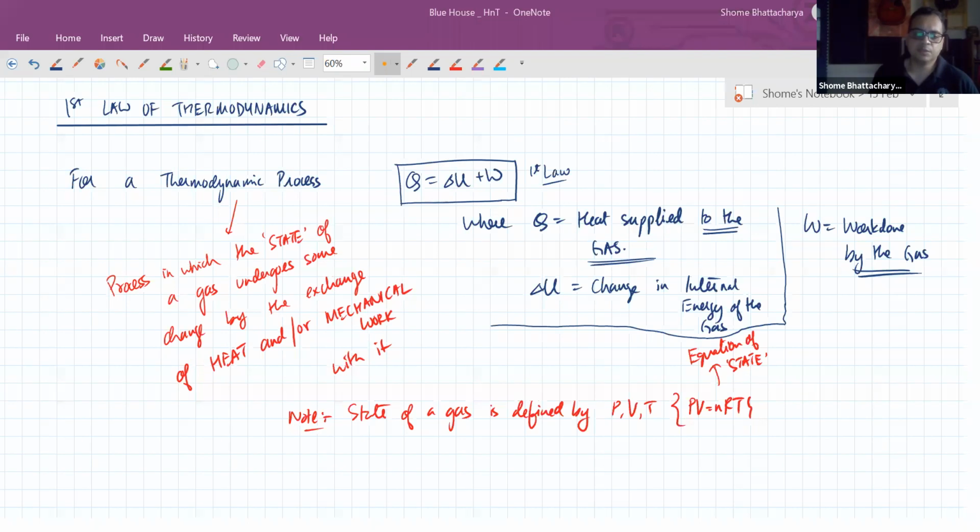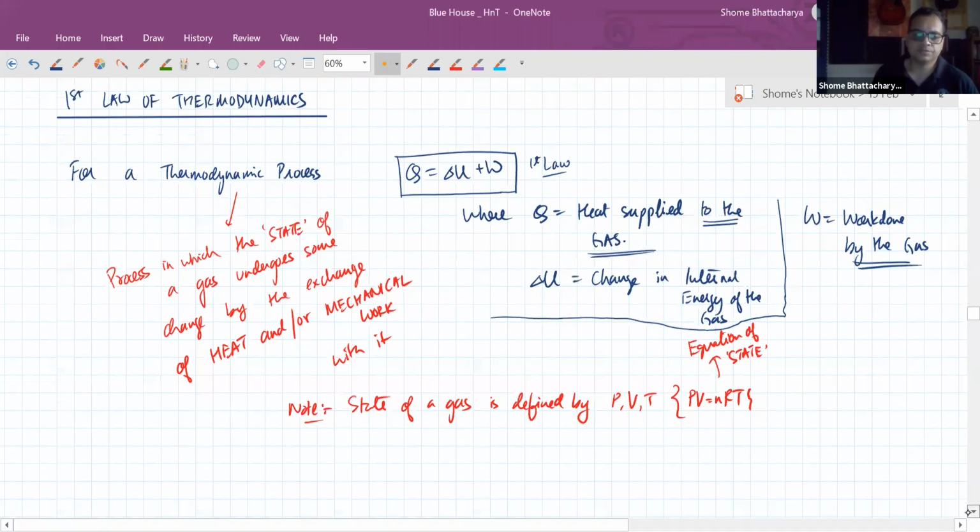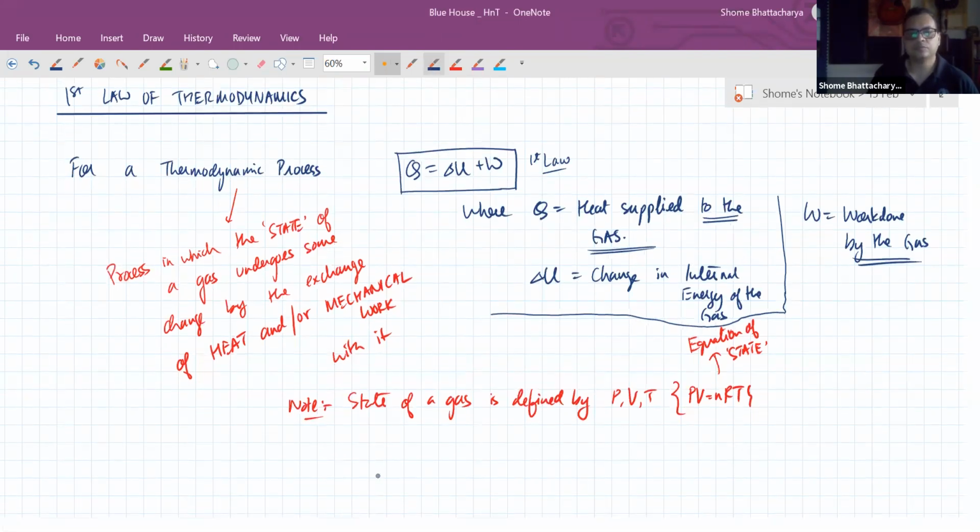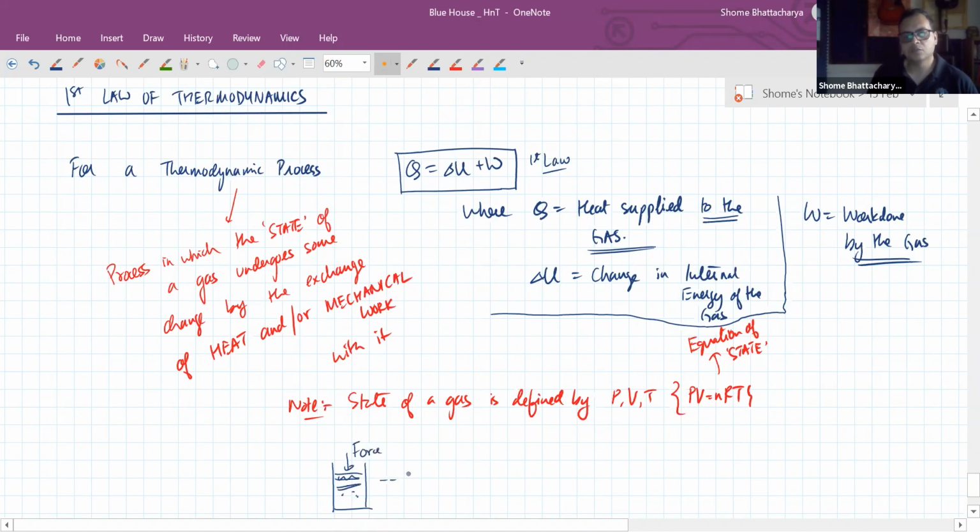So when we understand examples, this will become more clear. For example, if you have gas in a cylinder with a piston, and you're pushing the piston down with some force, what is happening as a result? Work is done on the gas. Now, as a result of this, the gas will tend to heat up.